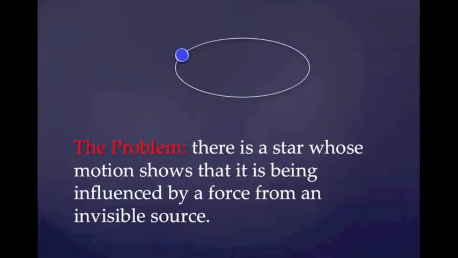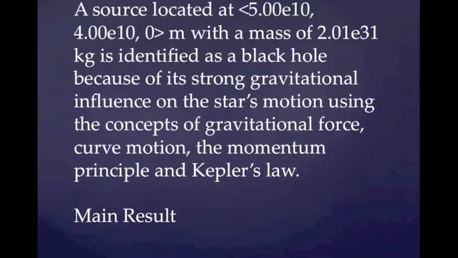The problem is that we have a star whose motion is obviously being influenced by a force at a certain location, but we are unable to see the source, and therefore it's hard to detect the mass. And so, the main result is that using the various principles of curving motion, gravitational force, Kepler's law, and the momentum principle, we're able to calculate the mass of the black hole.